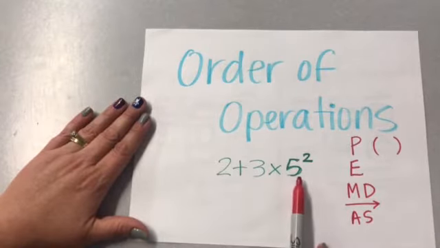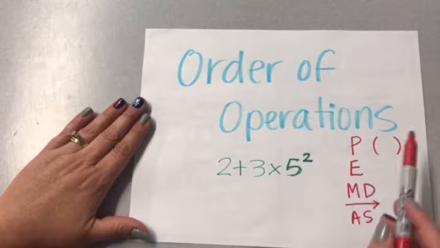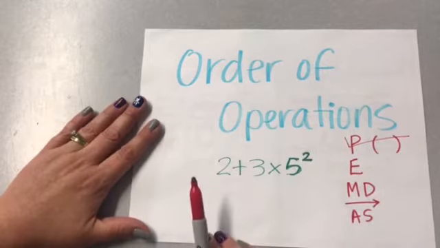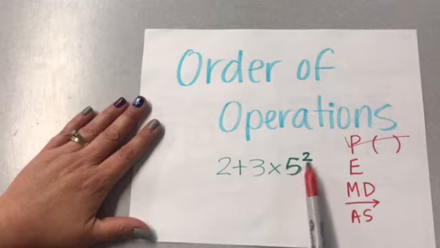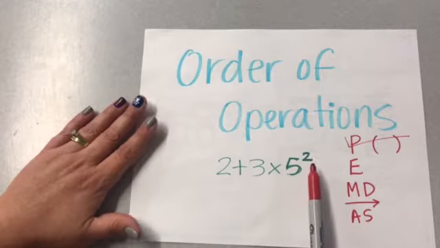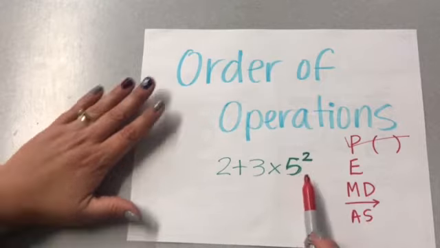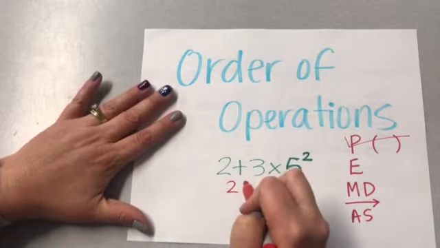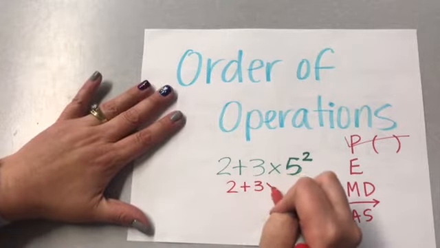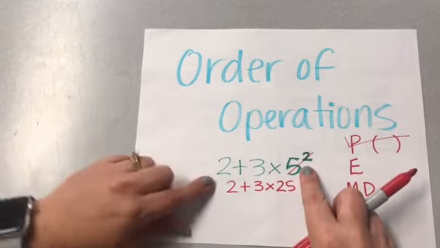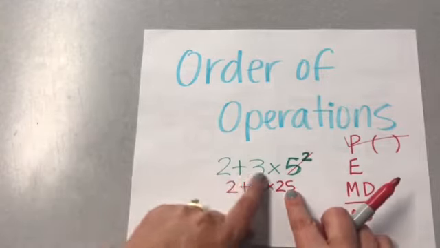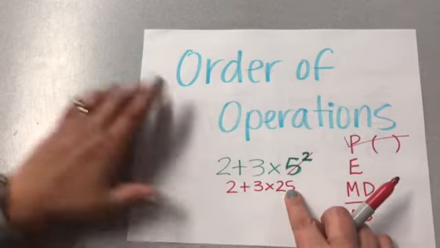So in this problem, there are no parentheses. So done, no parentheses to worry about. The second thing we would do is solve any exponents. 5 to the second power is really 5 times 5, so that's 25. So what I'm going to do is I'm going to solve that and drop it down, and then I'm going to rewrite what's left in my problem.